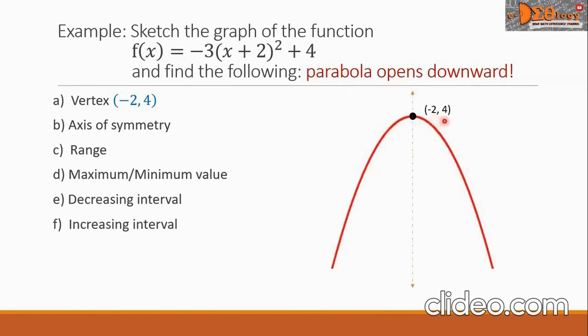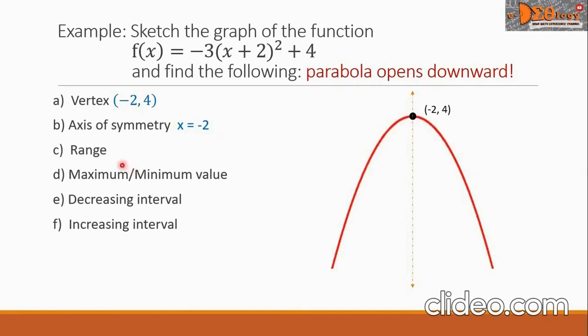Now letter B, for the axis of symmetry, it is the vertical line that passes through the vertex. And our formula is x = h. And this h is the x coordinate of the vertex itself. So we will just substitute the value. So here the h becomes negative 2. Therefore, the axis of symmetry is x = -2.